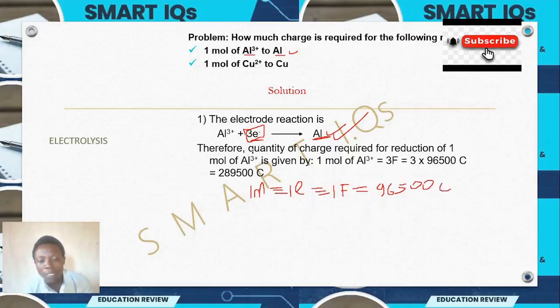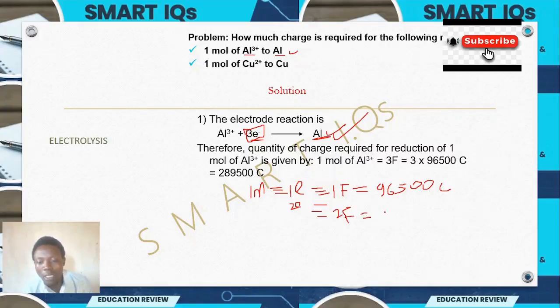So that means if we have 2 electrons, it means 2 electrons will be equivalent to what? 2 Faraday. Very good. Equivalent to what? 2 Faraday. Good. And that will be equal to what?